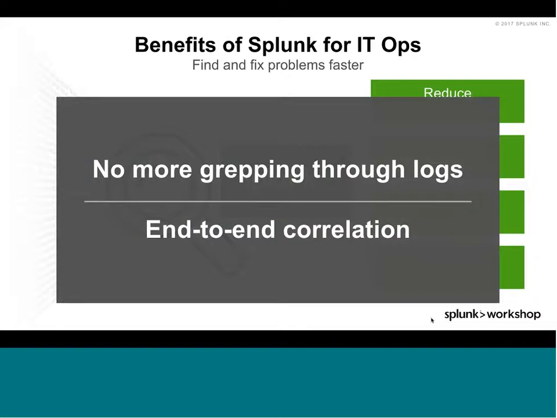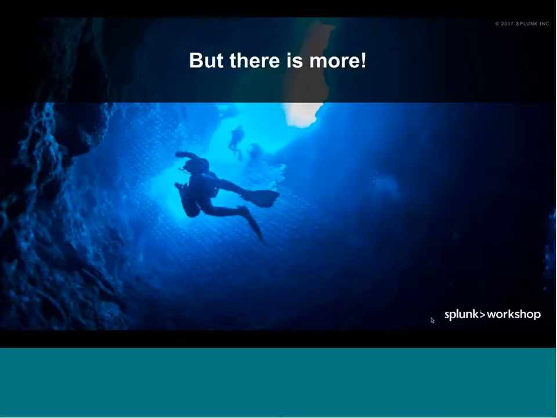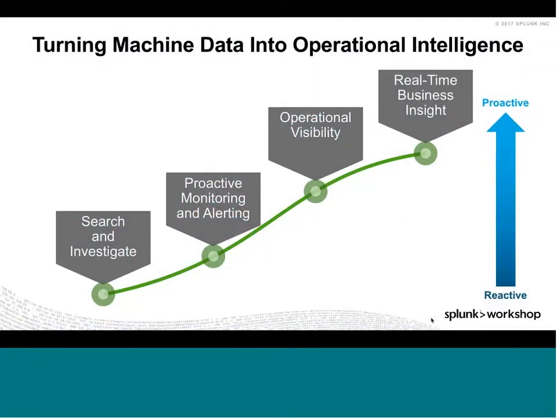We can reduce costs because we can monitor what's going on in our infrastructure, have less downtime, get better performance out of our infrastructure. And the result, of course, is greater IT productivity. And the part that the people at the end love is we take them from going around, grepping through logs, trying to manually correlate different events, and we're able to deliver end-to-end correlation for them. Okay? But there is more.